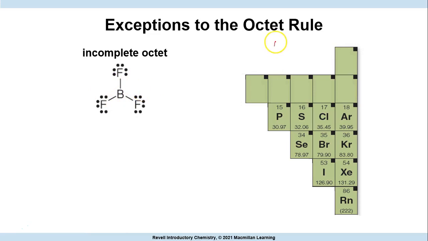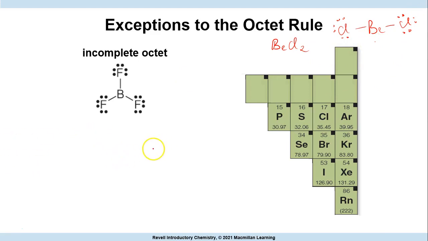Another example that we can think of is beryllium chloride. So for beryllium chloride, it will have a structure where beryllium is the central atom and the 2 chlorines are this way. So this is what you will have for beryllium chloride. You see that it doesn't have an octet. So this is another exception to the octet rule for beryllium chloride.